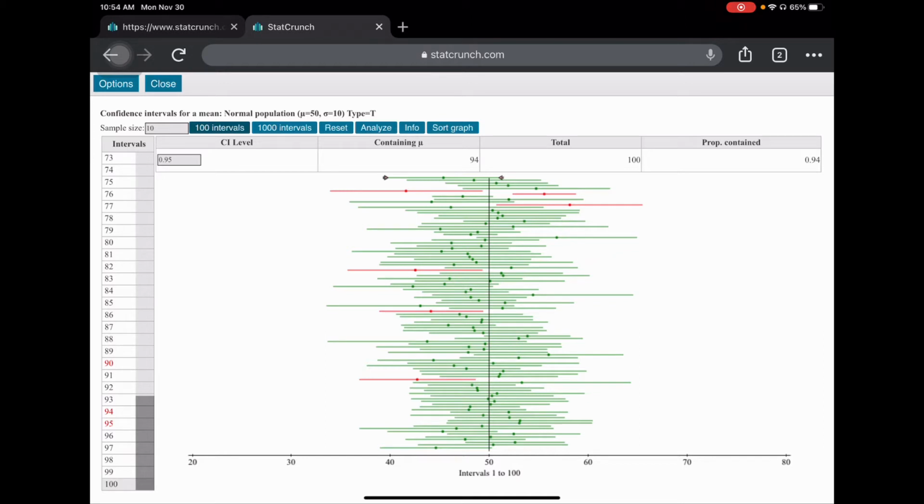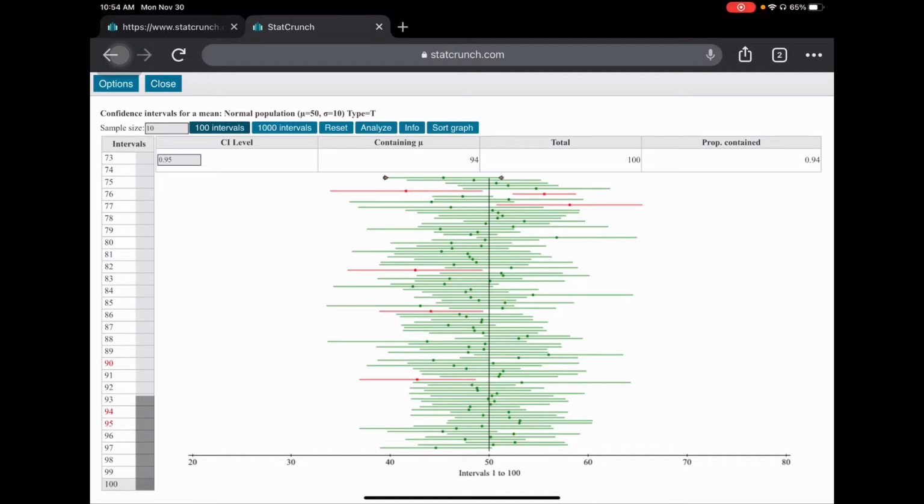When you take your sample data and you calculate an interval, remember the sampling distribution for sample means, there's so many different ways that you can come up with samples of size 10. Well, when we do this, sometimes we're going to capture the true population value and sometimes we're not. So we're 95% confident that our interval is going to capture it. And sometimes we get lucky and it's more, and sometimes it's less.